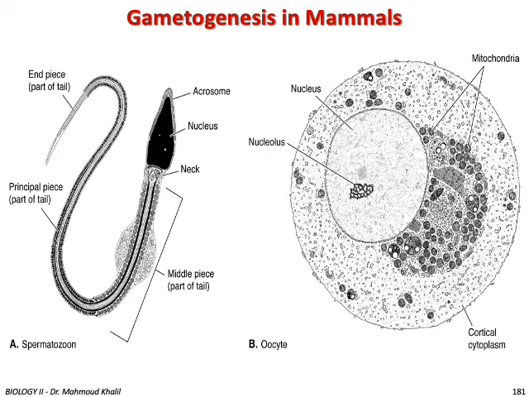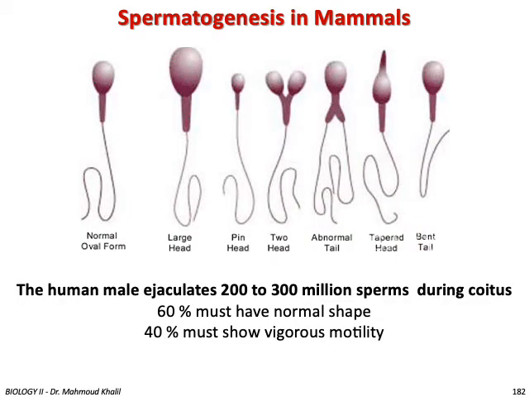You can see that a lot of it is cytoplasm, you have a cortical cytoplasm, and mitochondria are located internally, mainly centrally. Here you can see that the first one is the normal sperm, but you can see a lot of abnormalities of sperm can arise through the process of spermatogenesis.